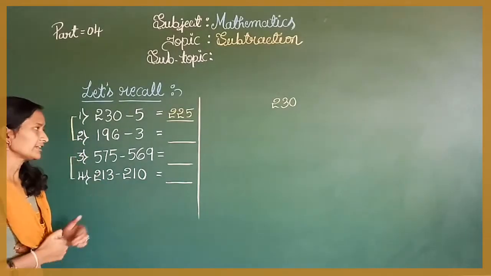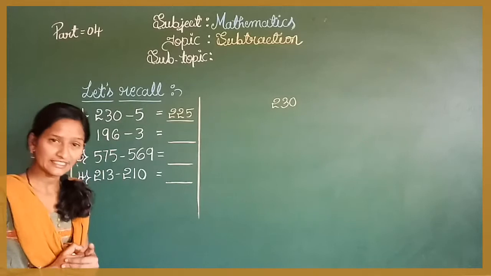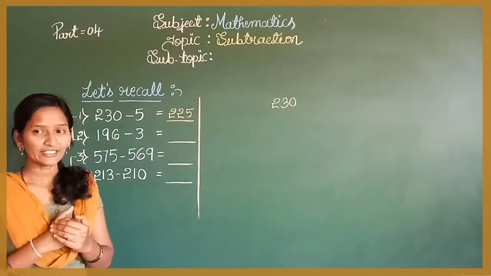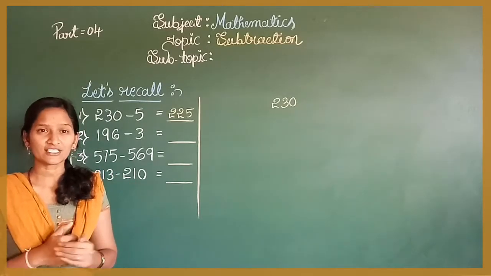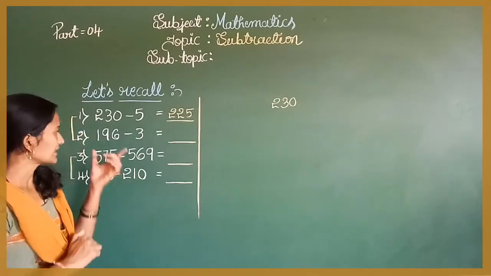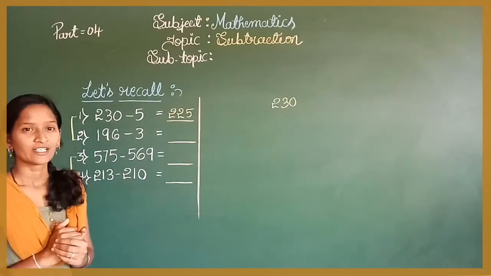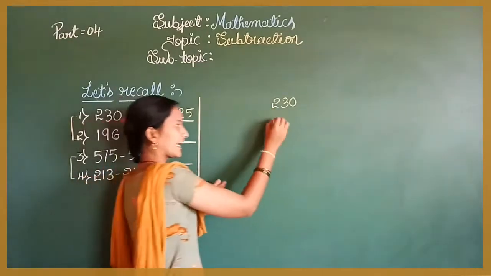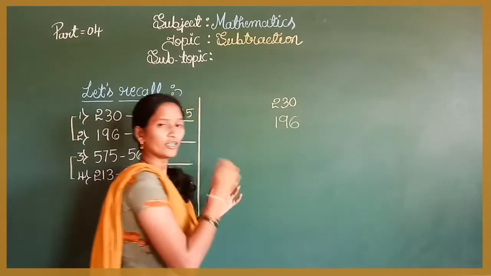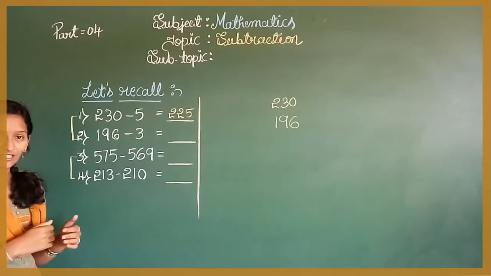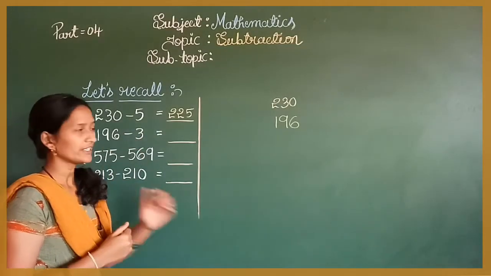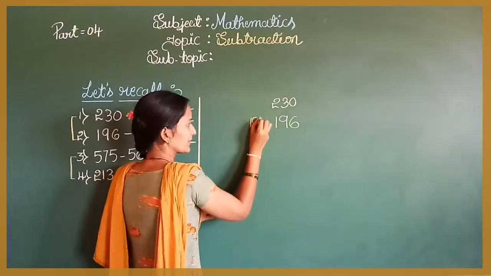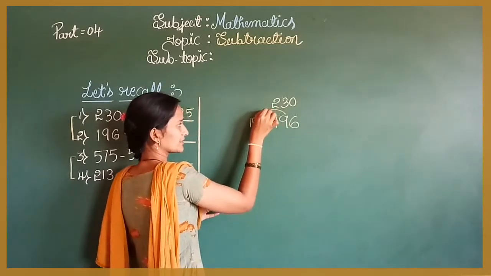Now come to the second one. It is 196 minus 3. What is 196 minus 3? We don't know, right? So here you have to fetch the bigger number at first. In these two, which is the big one? It is obviously 196, right? So from 196, you have to count backward 3 numbers. 196, its before number is 195, right? This is the first jump.